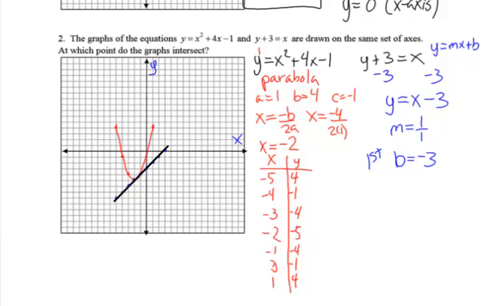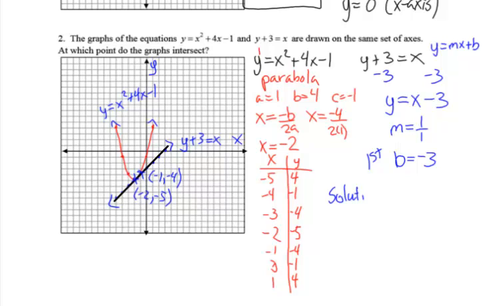Graph that line. Again, this line is a little thick, so that's part of the weakness of the tool I'm using. So this is y plus 3 equals x, and this is y equals x squared plus 4x minus 1. And I've got 2 points of intersection. One of them here is negative 1, negative 4. And the other point of intersection is negative 2, negative 5. And both of those are our solutions.